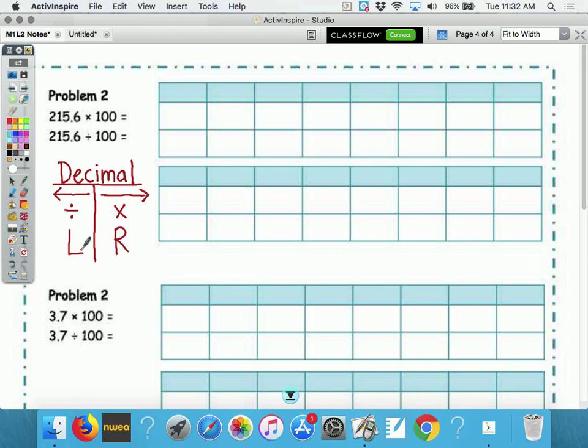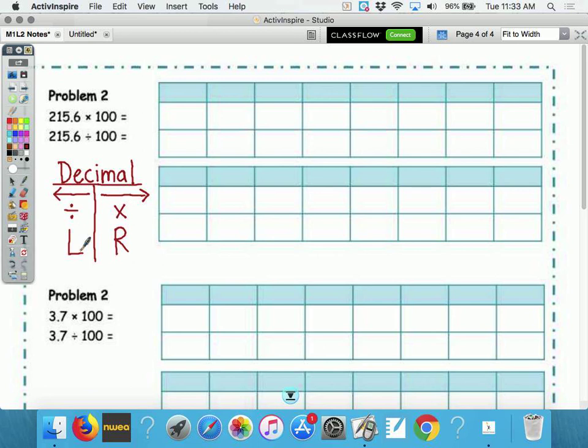Okay, now this is kind of a trick question. I want you to tell your table group which trick you're going to use on 215.6 times 100. Table 1, what trick? 0 or decimal? Really? So there's a rule with the 0 trick. Does anyone know what it is? It has to be a whole number. Is this a whole number? No, we've got part of a number here. So that's called a mixed number.